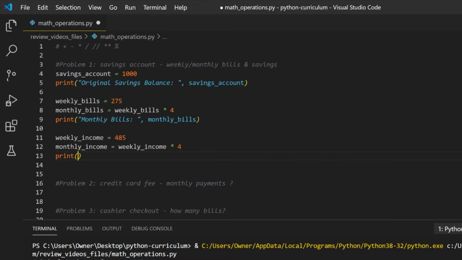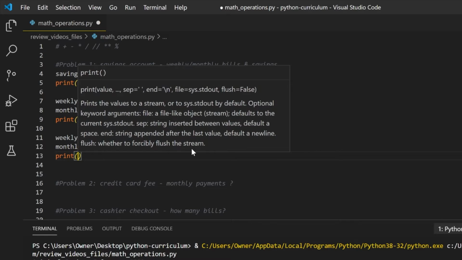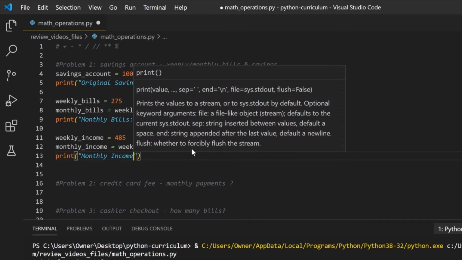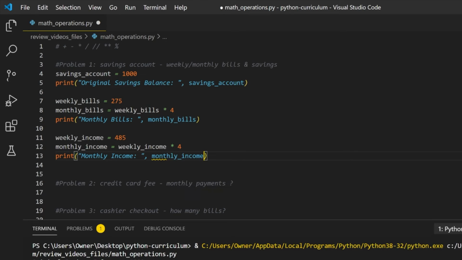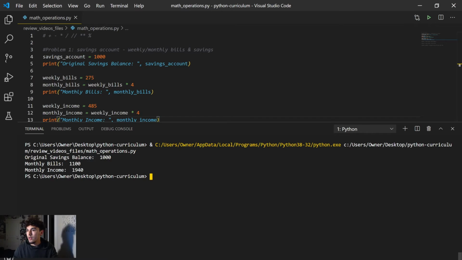So if we print this out, monthly income is going to be whatever our monthly income is. And we can go ahead and run this one too. And there we go. So we have a savings balance of $1,000. We have $1,100 in bills a month, which is really great. And then we have a monthly income of $940.